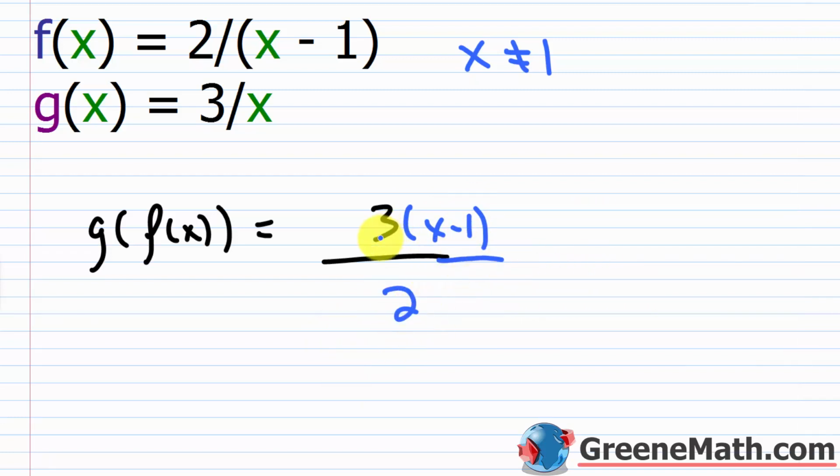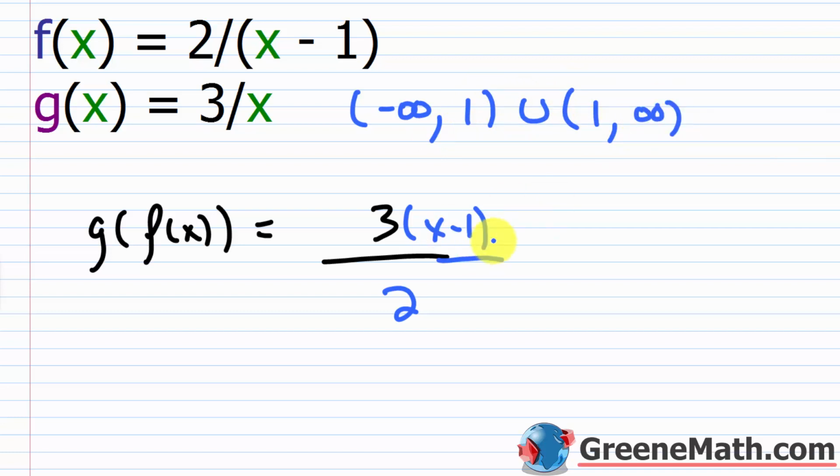And again, you can write that as 3x minus 3 if you want, over 2, doesn't matter. But again, the domain, we know that this is from negative infinity up to but not including 1, and then the union with anything larger than 1. Okay, so either way you want to look at that.